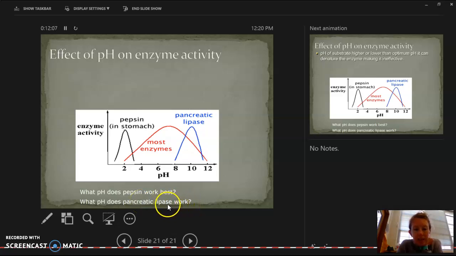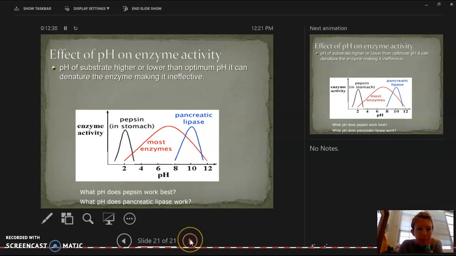We have a second question here of what pH does pancreatic lipase work best at? Notice that the ase of lipase tells us it's an enzyme. This is going to be an enzyme found in the pancreas. Notice it's the opposite of pepsin. It wants to work best at a pH of 10. So it works better at a basic pH. But most enzymes, you can see, this is their optimal curve here. So if it came down, it'd be around a 7, which is a neutral pH.